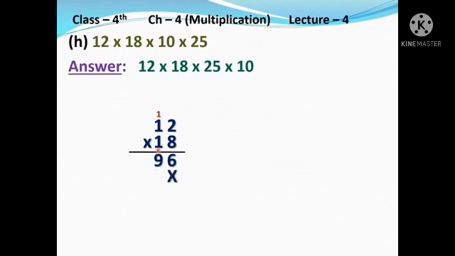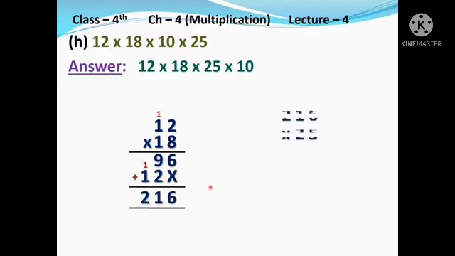Okay, now multiply 12 by 1. See, 1 2s are 2, right? 2 here. 1 1s are 1, right? 1 here. Now we will do addition, right? 6 here. 9 plus 2, 11, right? 1 here and 1 carry. 1 plus 1, 2, right? 2 here. Okay, now multiply 216 by 25.